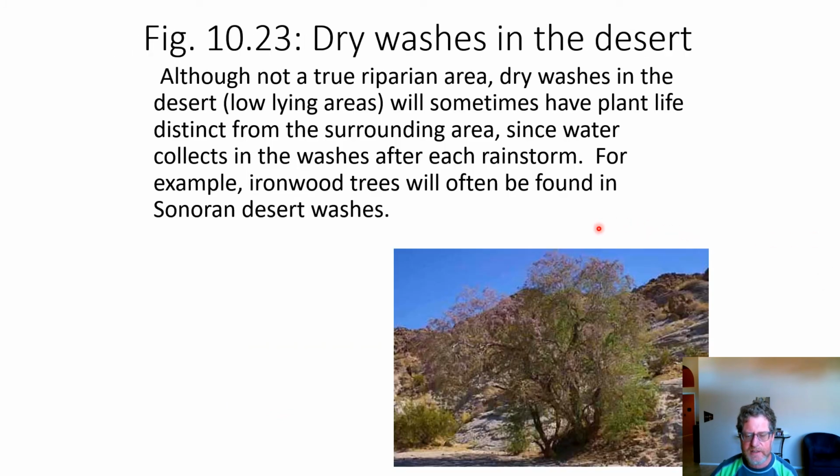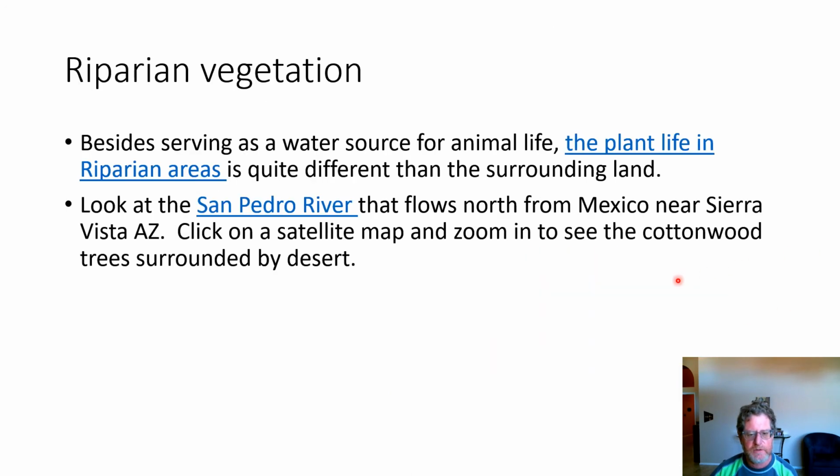Dry washes in the desert aren't really true rivers, but after a rainfall, the water will run down and run into the wash. So if you go into the desert, you'll see plants like mesquite trees and ironwoods in the washes that you don't see up on the higher parts of the slope. Okay, so if we look at a map of the San Pedro River, you'll see desert, but then all these trees kind of are snaking along the river. So it's like a little oasis in the desert.